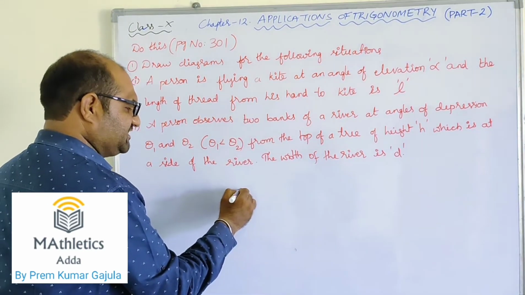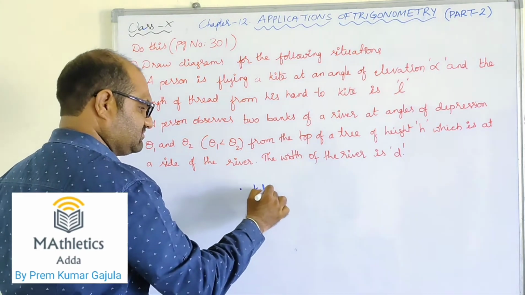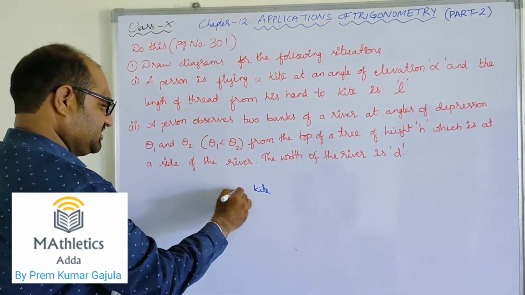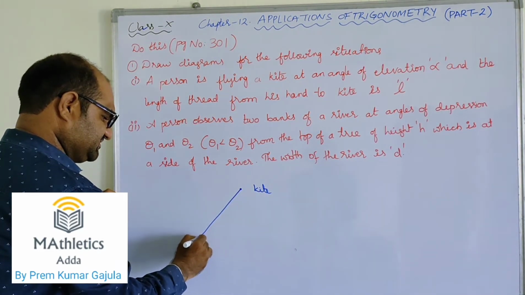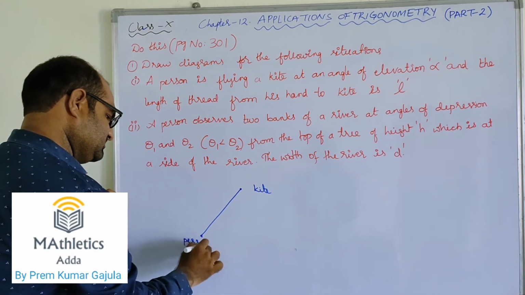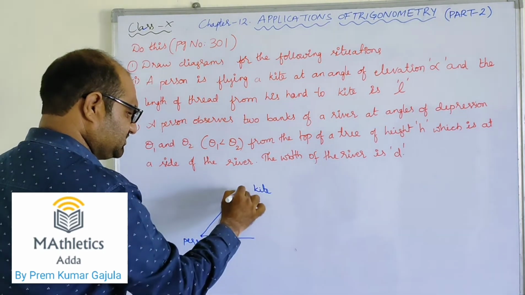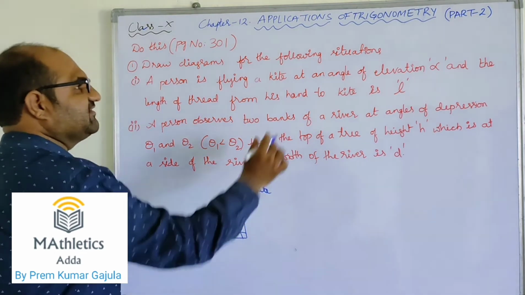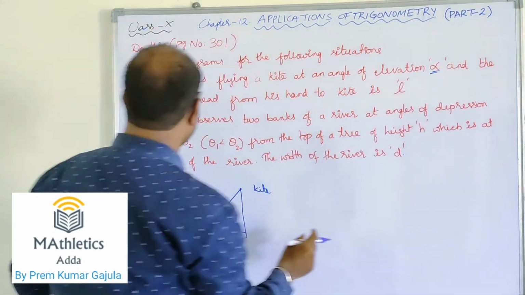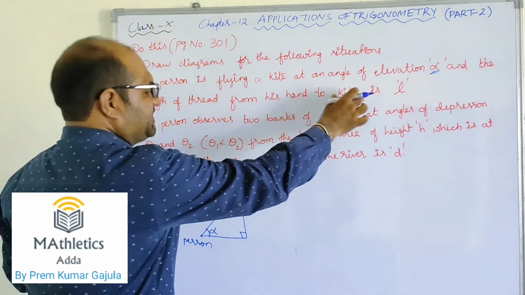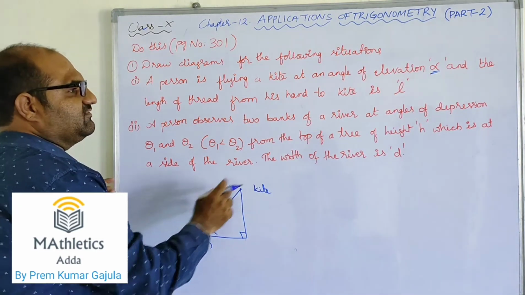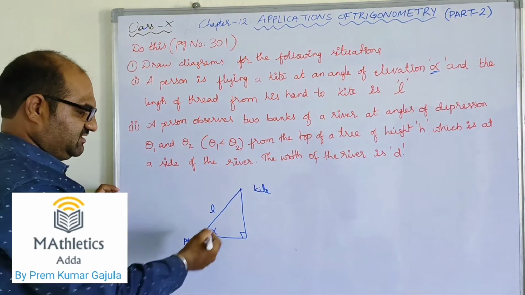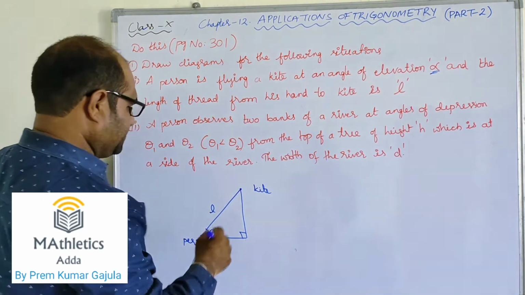So now let us suppose that the kite is here. This is the kite. And a person is flying a kite at an angle of elevation alpha. The person is here, and this is the ground. So here you will get a right angle triangle. This is the angle of elevation, which is given as alpha. The length of the thread from his hand to the kite is L. So this is the hypotenuse, that is L, as L is given. So you have to write L. Now the diagram is completed.